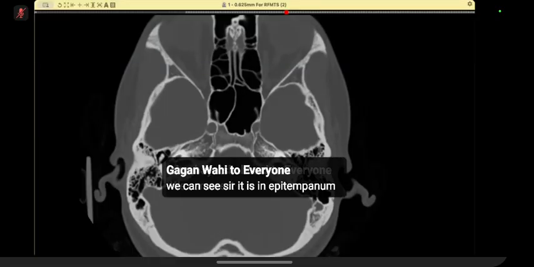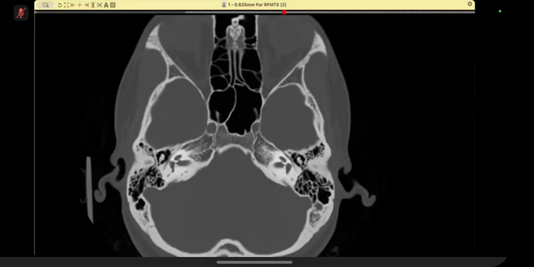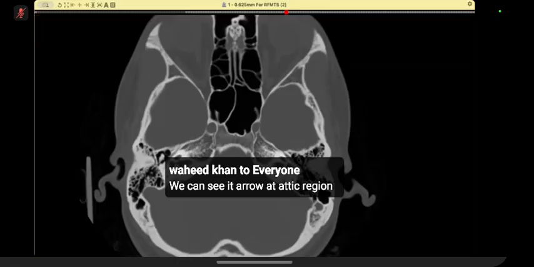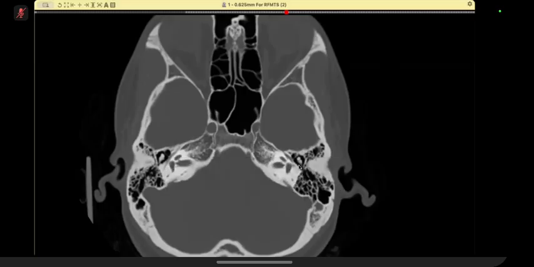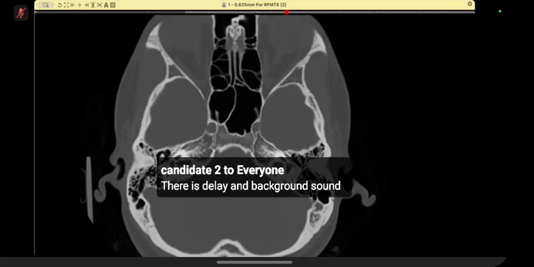These are the middle ear ossicles. You are pointing out at the malleus, left ear, middle ear ossicle, malleus. And which part of middle ear is this? Sir, here we are lateral to the incus, in the epitympanic recess, and this is where the arrow right now is cut.